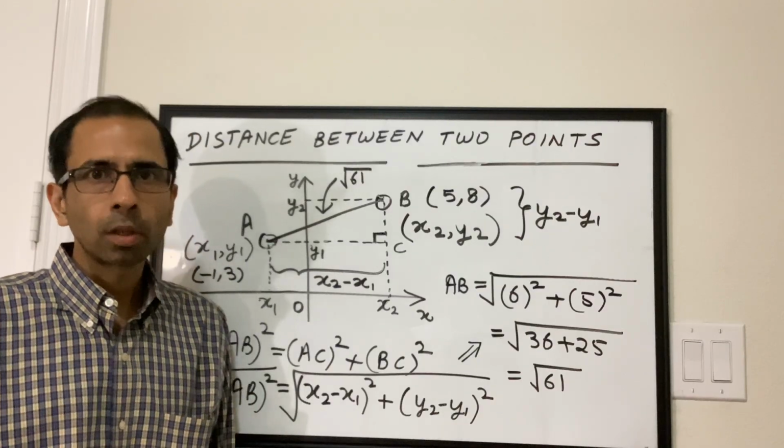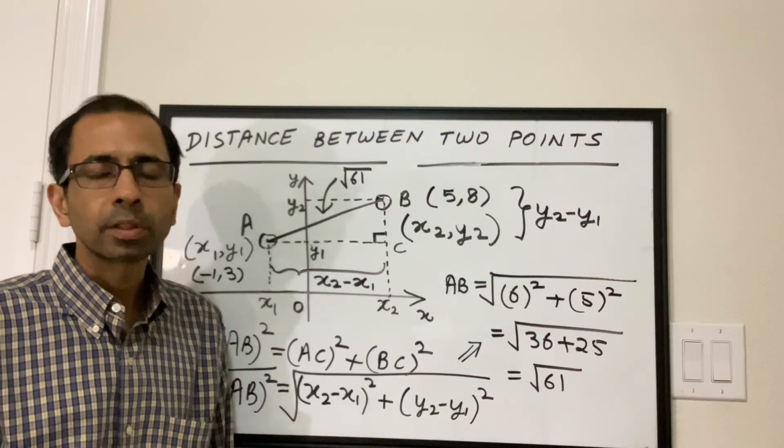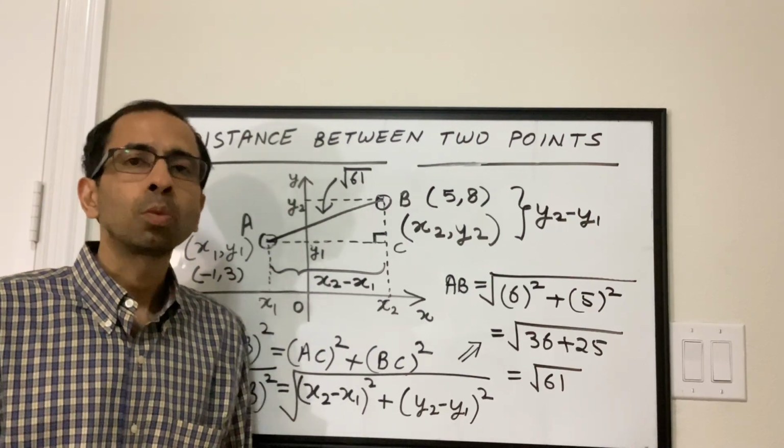Hopefully you guys have a good understanding on how to find the slope of 2 points on a straight line, and how to find the distance between the 2 points on a straight line.